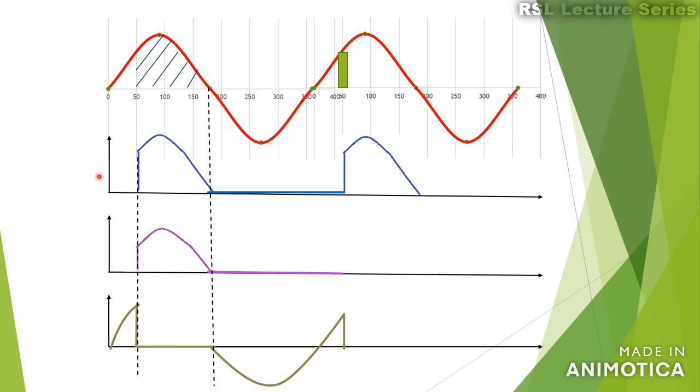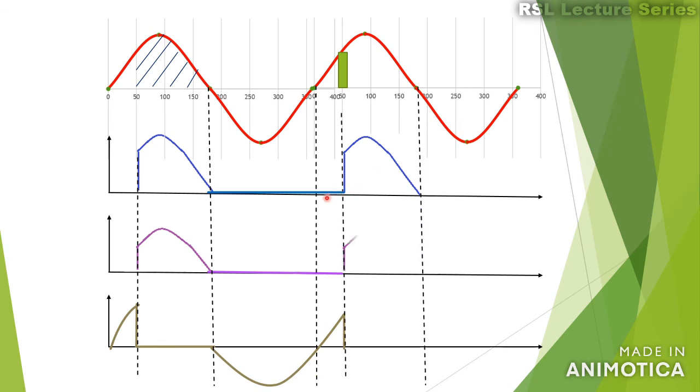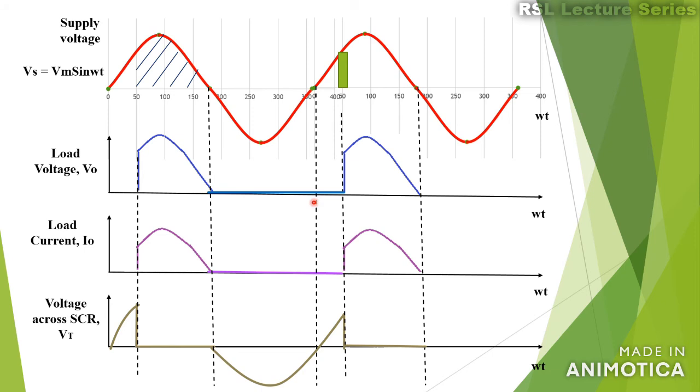So only during the positive half cycle we will obtain the load voltage. Hence it is called a half wave controlled rectifier. Okay, this is the load voltage V0, this is the load current, and this is the voltage across the SCR.